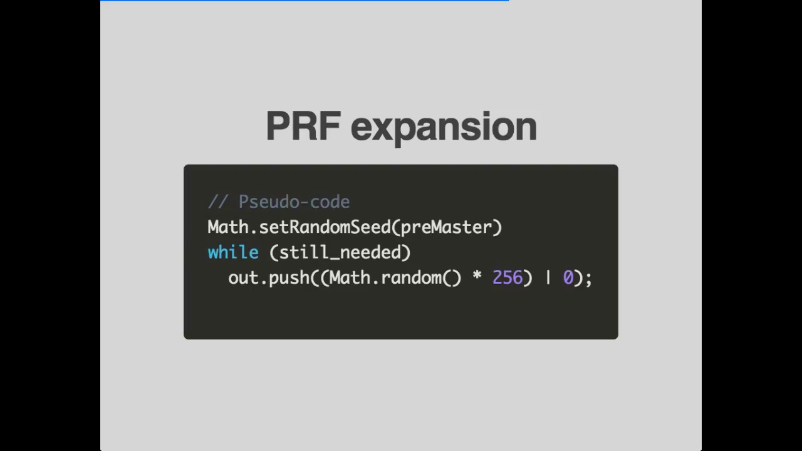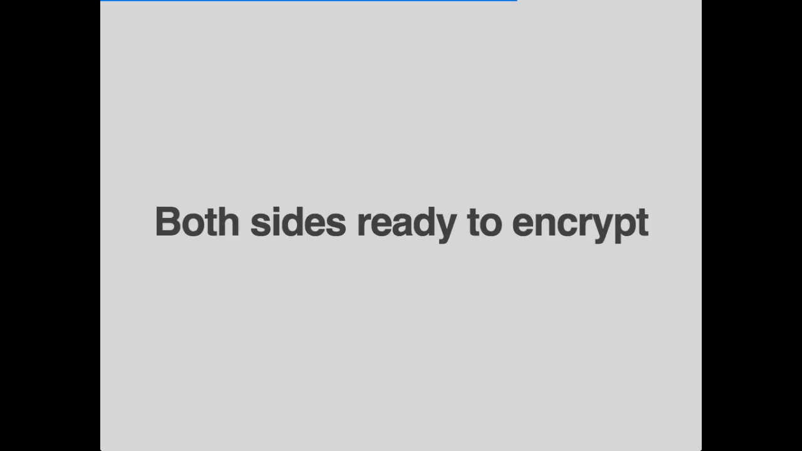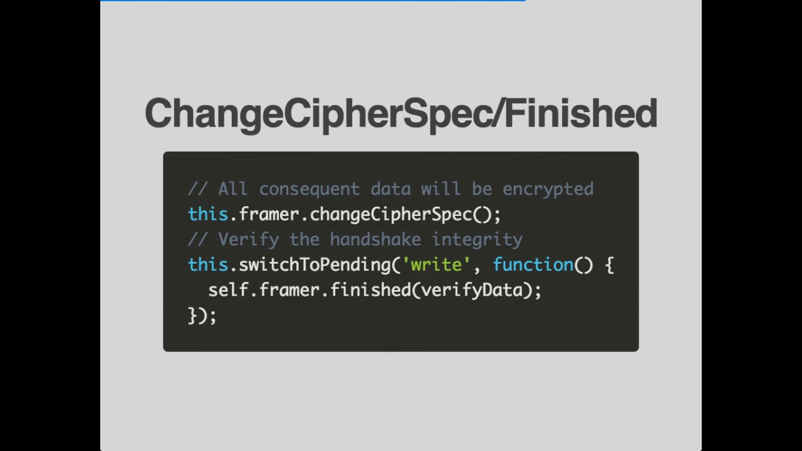So it just sets the seed of the random number generator to the pre-master secret that they have just negotiated, and then takes random bytes from the generator and uses them as the keys. So at this point, both sides know the algorithms and data, and they're ready to encrypt the data.